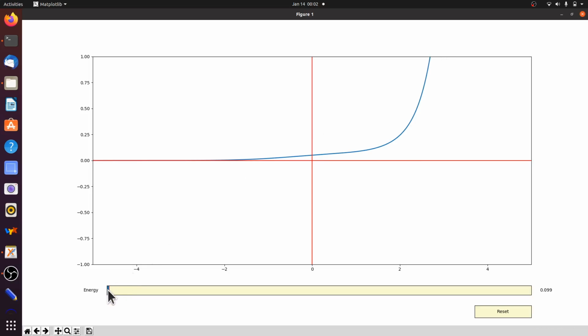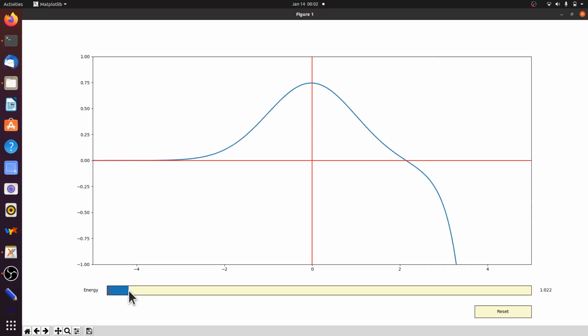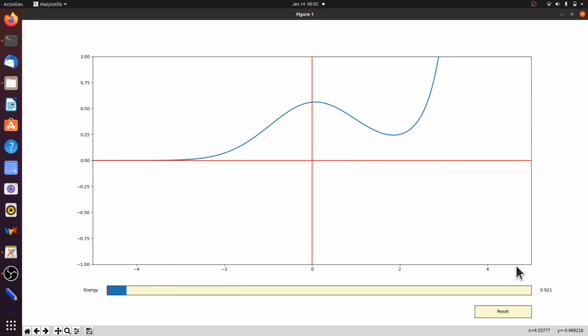Now, as I keep on increasing the energy, take a look at what happens to the wave function. This is of course why I use matplotlib. I can dynamically change the graph this way, and notice that now the wave function is still diverging. We are at 0.92, but it's showing some hope of converging.